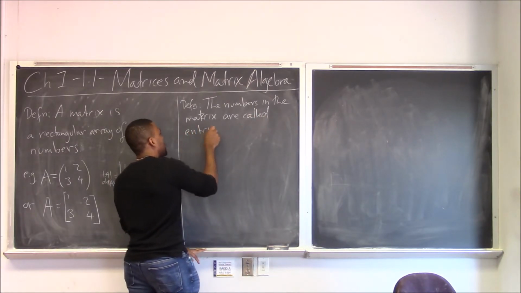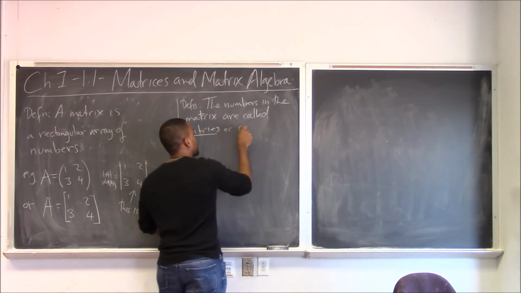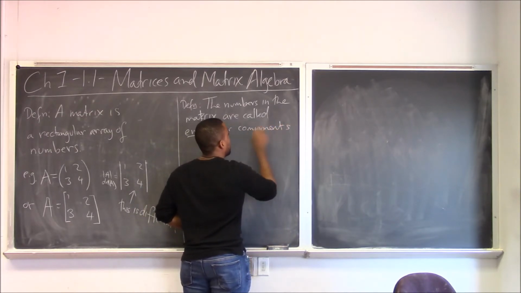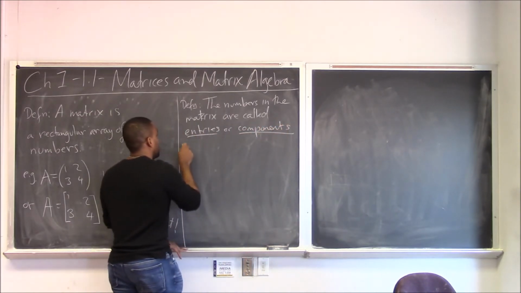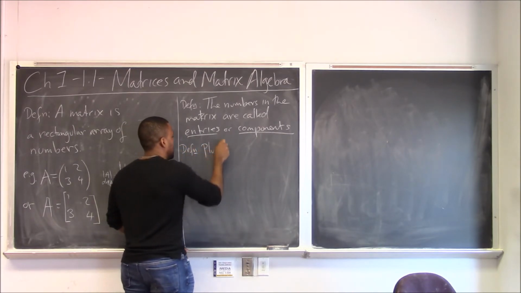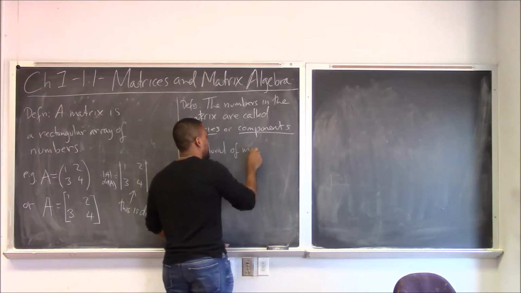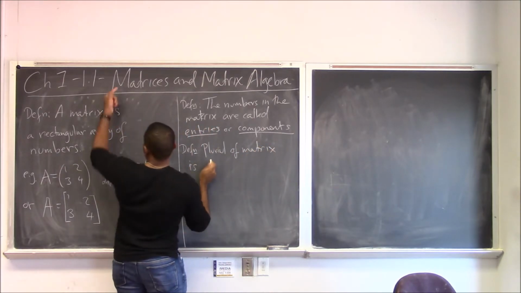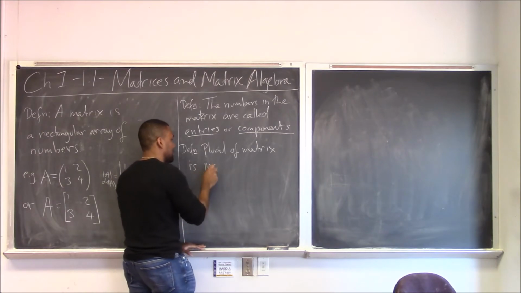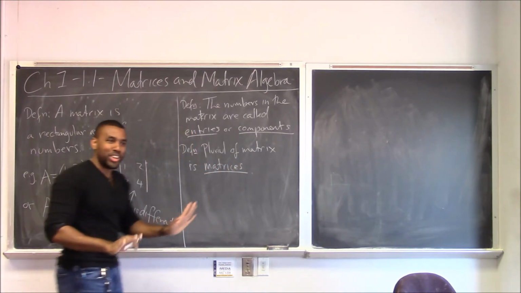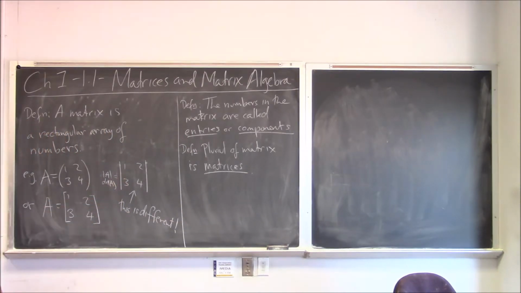So the numbers in the matrix are called entries or components. I just explained the title. The plural of matrix is matrices. Starting very basic here. Explain the vocabulary and everything.